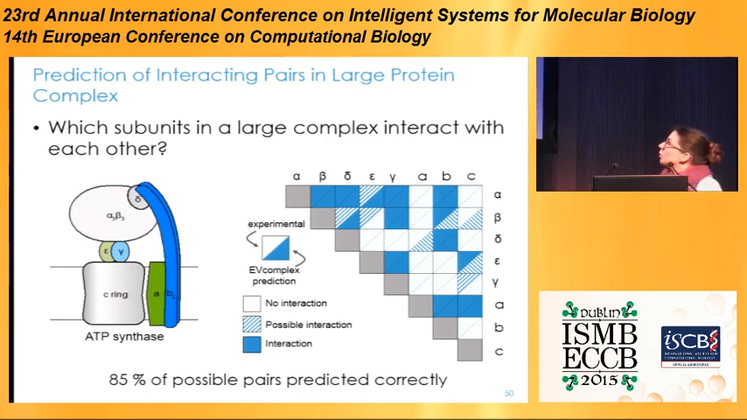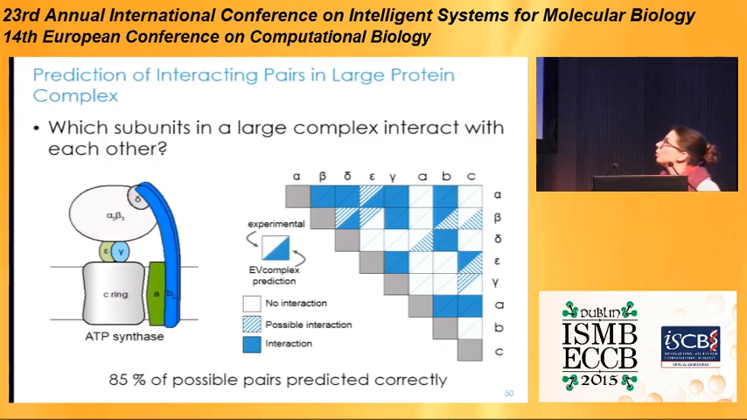So what you can see in the upper part of these triangles, in the left triangle, is the knowledge of which subunits interact from literature. So we went through the literature and looked, what do people know already, which subunits do interact physically and which ones don't. The triangles on the bottom here are the interactions we predicted based on the EV complex score.